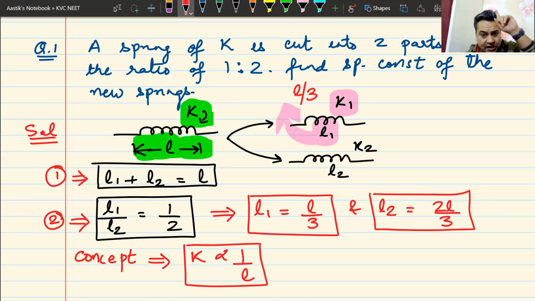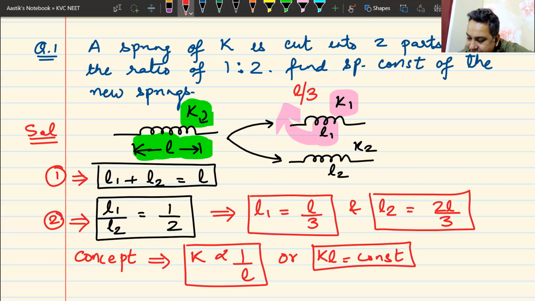Original spring was K and L. So I can write it like this also: K into L is a constant. Maybe that will make more sense for you. K into L is a constant. So I had an original spring of length L and spring constant K. So I write the equation here: K into L, original spring.